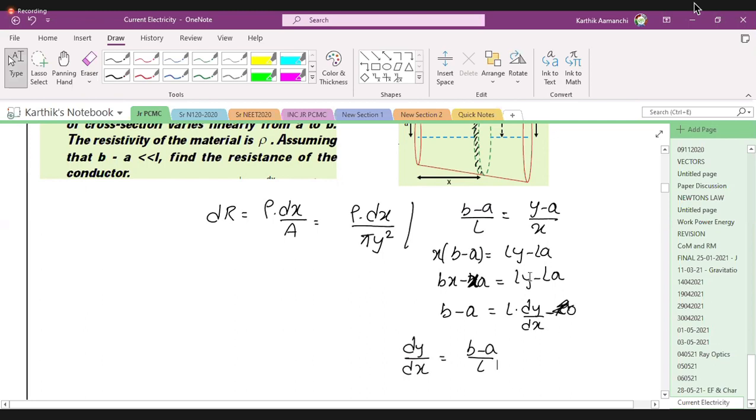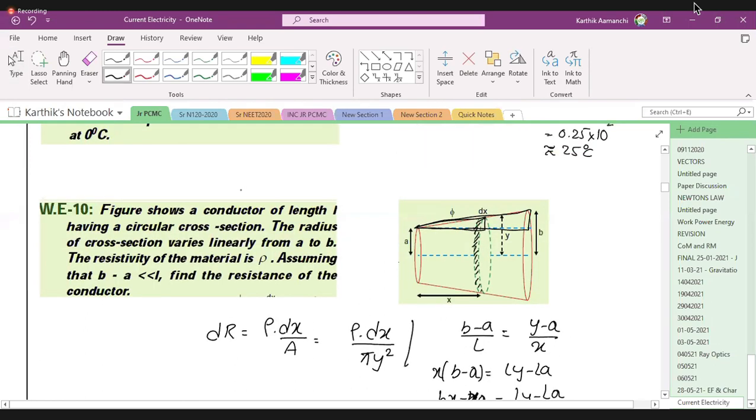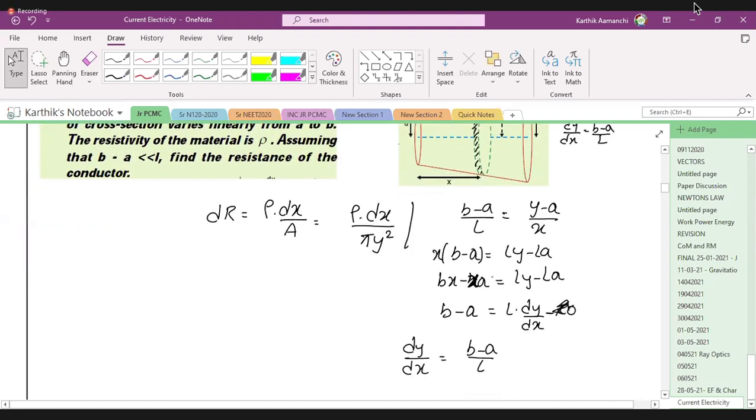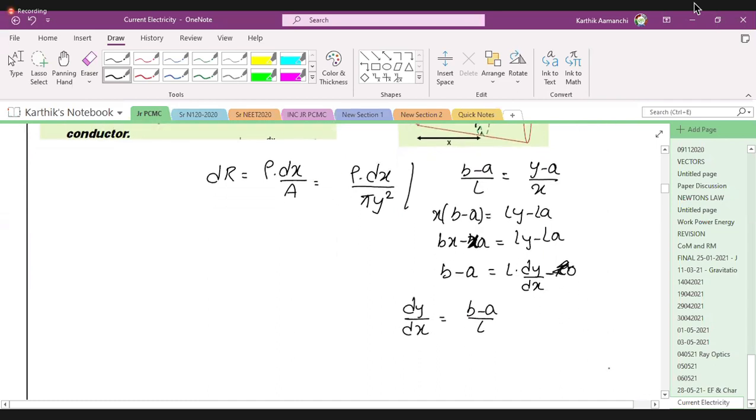Instead of doing all these things, see how simple I'll do. I've taken this angle as phi. So tan phi is equal to (b minus a) by L. Tan phi is nothing but dy by dx. Why don't you simplify your life? Yes or no? Instead of taking the similar triangles approach and everything. So from this, what is your dx? L by (b minus a) into dy.